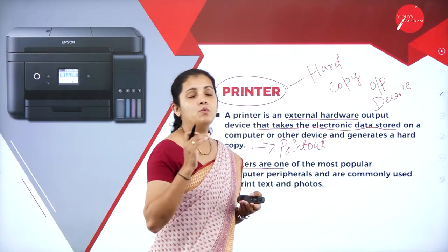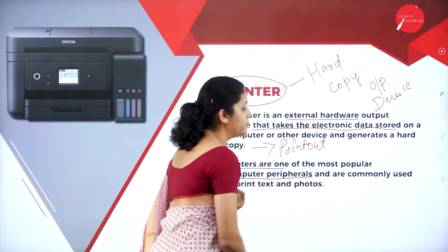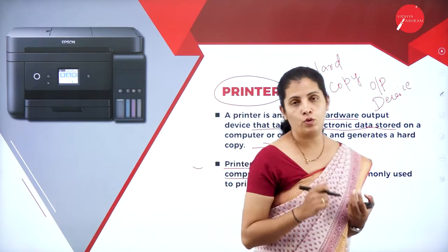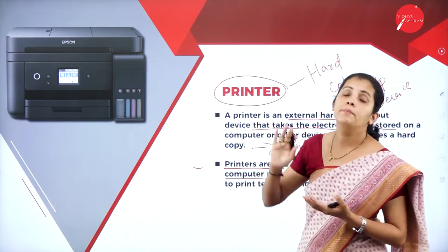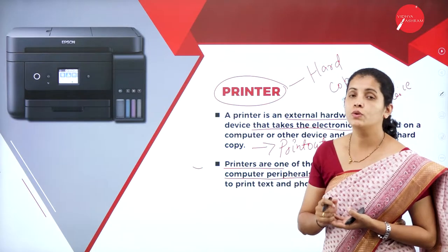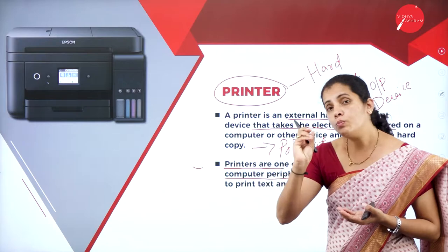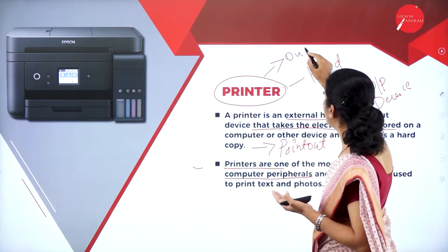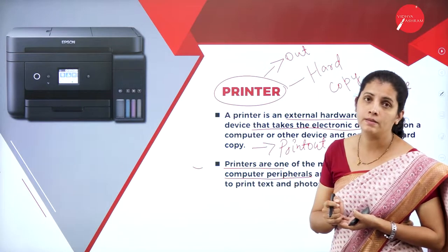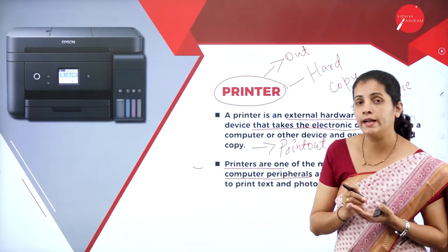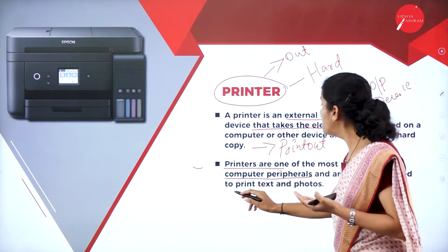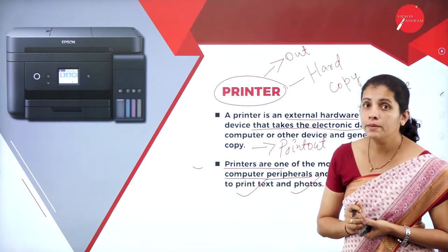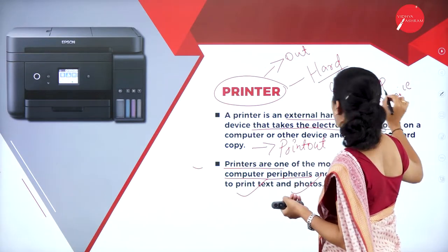Printers are one of the most popular computer peripherals and are commonly used to print text and photos. That means the printer is the best example for peripherals. Peripherals are nothing but output devices or input devices. Here the printer is the output device, and this is the best example for a peripheral. And whatever printout we get, we can take the printout of text as well as photos. So the printer is the best example for a hard copy output device.